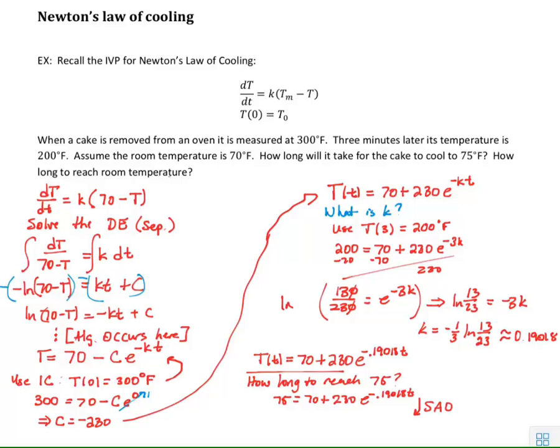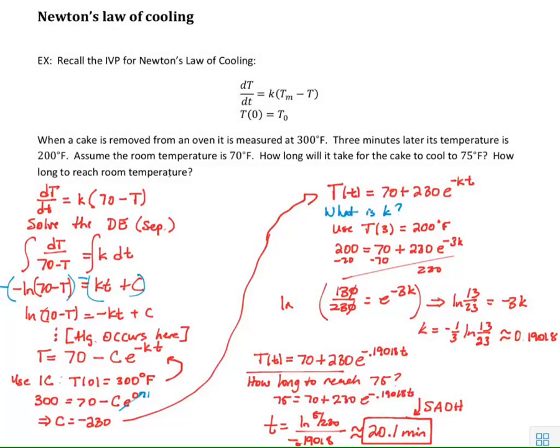Basically, some algebra occurs here. SAOH is my abbreviation for that. You end up with the natural log of 5 over 230 divided by negative 0.19018, or approximately 20.1 minutes. Voila! We can answer that question.